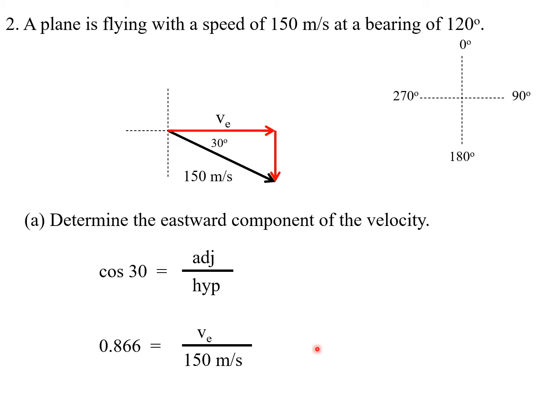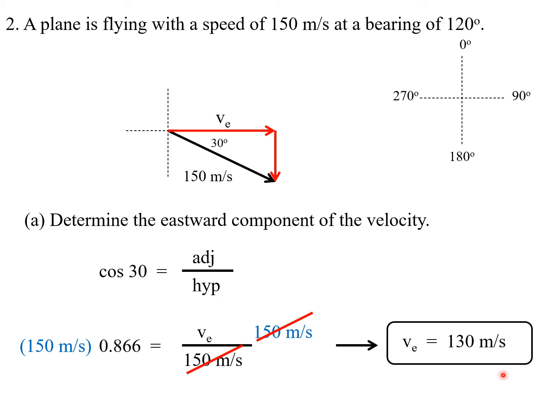Okay. Multiply both sides of this equation by 150 so that those cancel out. And the eastward component turns out to be, to the nearest meter per second, 130 meters per second.